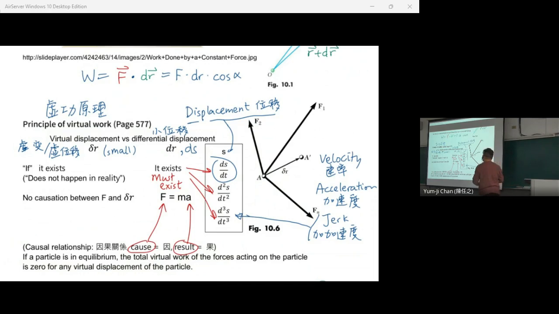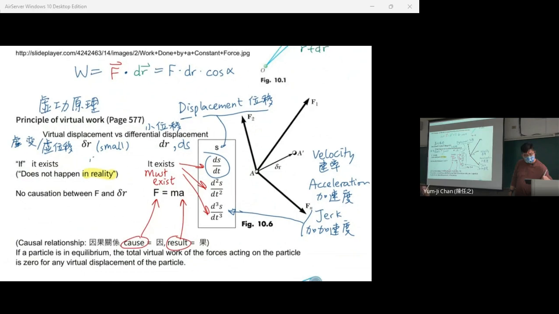The first thing is it does not occur. We only talk about if it exists. In all problems, we only talk about what if it exists, but it does not exist. It does not happen in reality, but in reality means 实际上. So we only talk about what happens if it exists, but actually it does not.